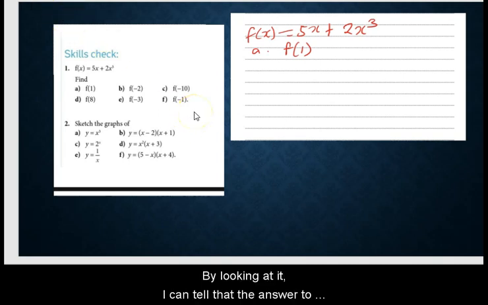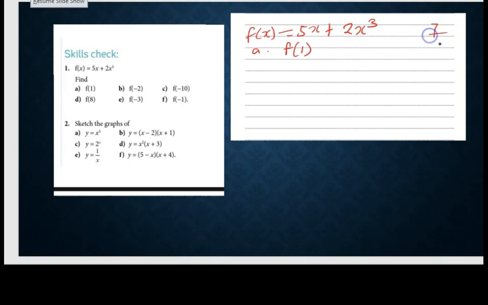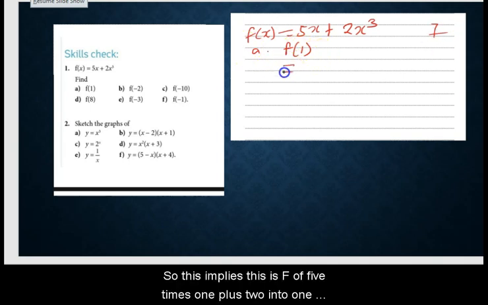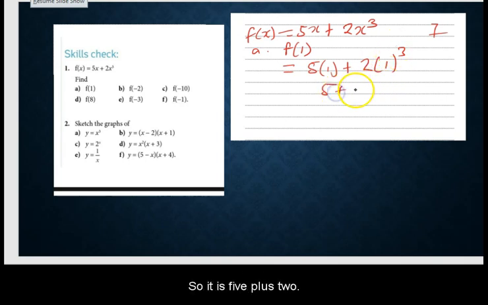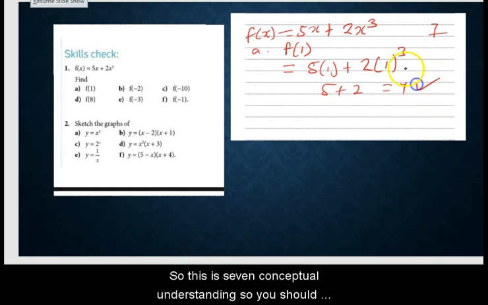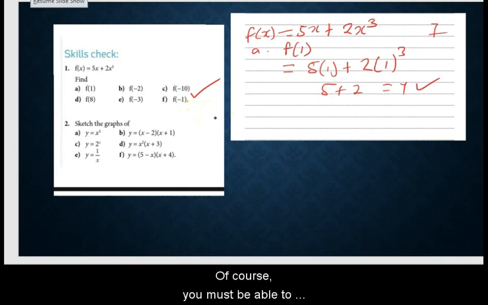By looking at it, I can tell that the answer to the first question is going to give you 7, right? Because we have f of 1. So this is f of 5 times 1 plus 2 into 1 cubed, right? This is 5. What is 2 multiplied by 1 cubed is simply 2. So it is 5 plus 2. So this is 7. Conceptual understanding. So you should be able to try B up to F. It is simple substitution. Of course, you must be able to understand this for us to be able to work with this particular topic.